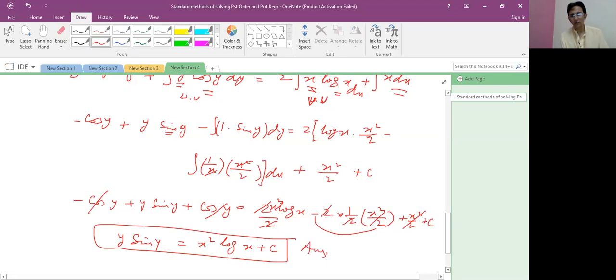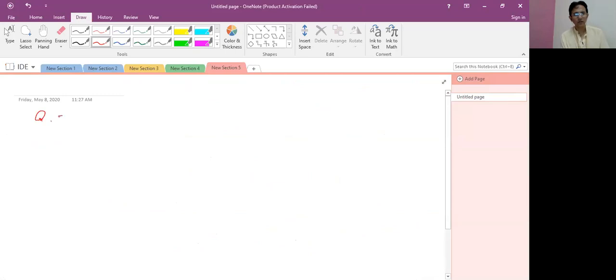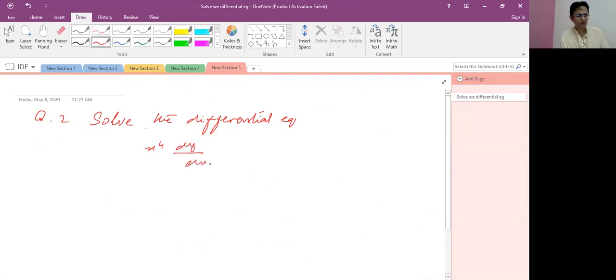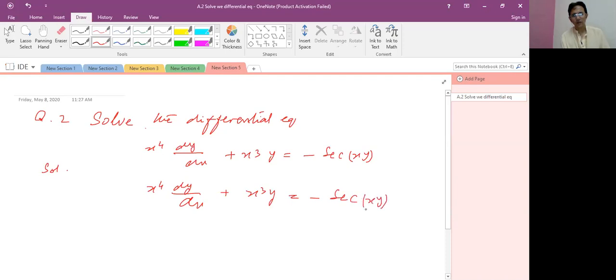Now we will consider the next application about the variable separable method, question number 2. Write an application: solve the differential equation x^4 dy over dx plus x cube y equals minus sec of xy. If we take common in both terms, it is x cube into x dy over dx plus y equals minus sec of xy.